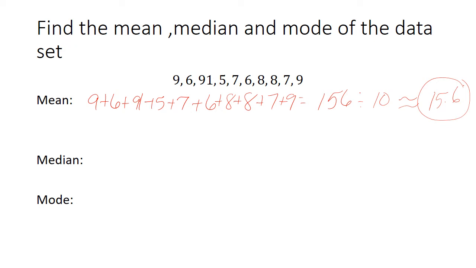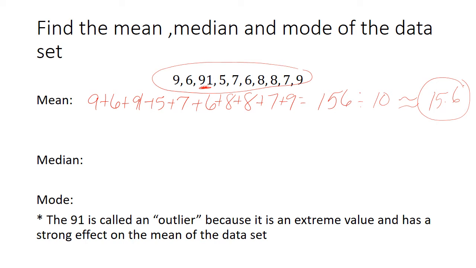it's technically the average. The problem is that almost everything is underneath the value of 10, except for this one right here. That's changing the average completely. Most of the time, unless you have a number like that 91, which is an extreme value, that extreme value is called an outlier. It changes the mean of the data set. Okay, strong effect on it.